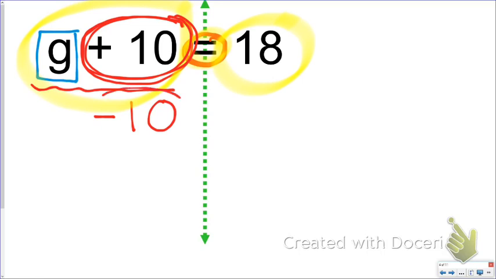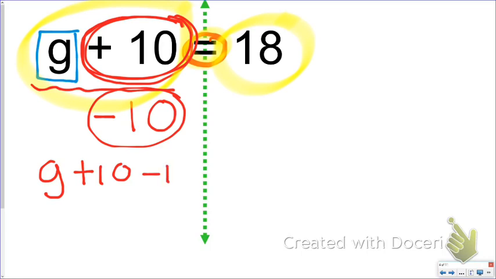So I put a negative 10 on this side. Well, once I put something on one side of the equation, so now I've actually got g plus 10 minus 10. Now that I have that on this side of the equation, is this still equal to 18? The answer is actually no. It's now unbalanced. So what do I have to do?